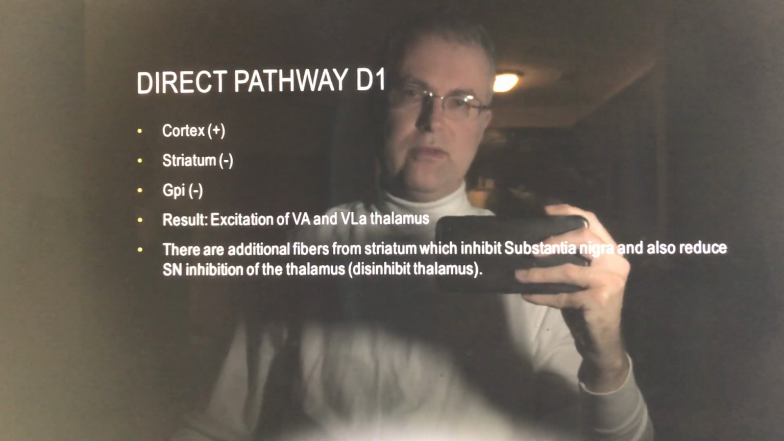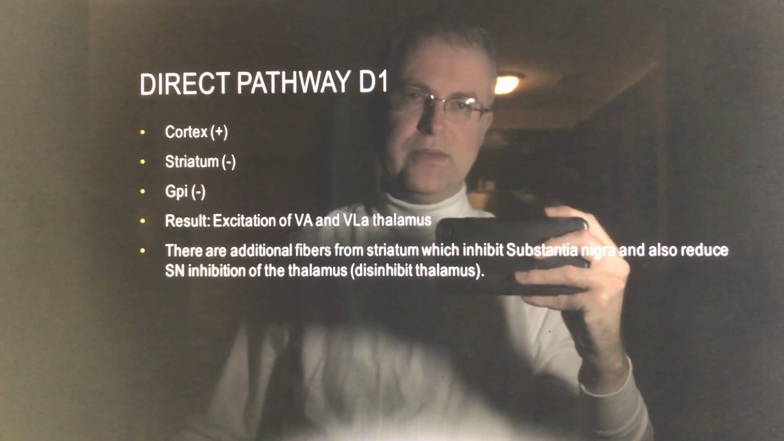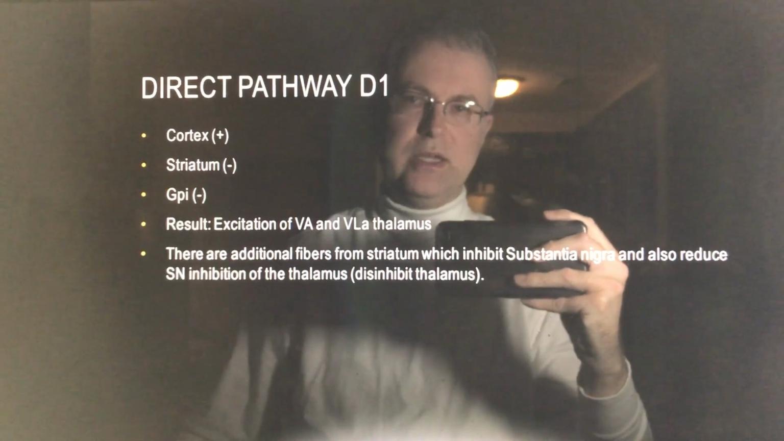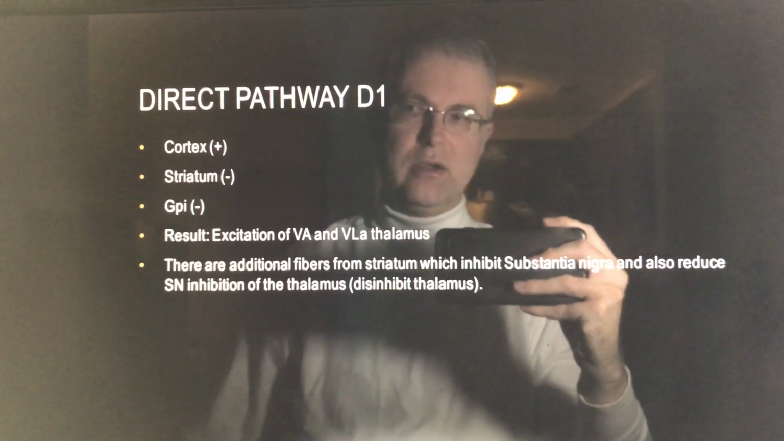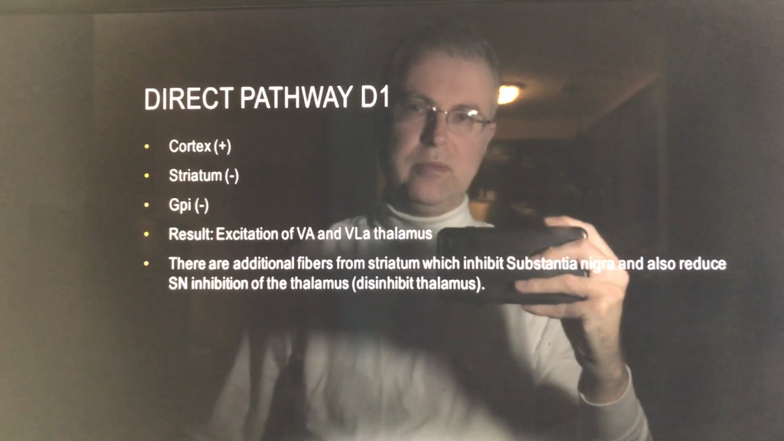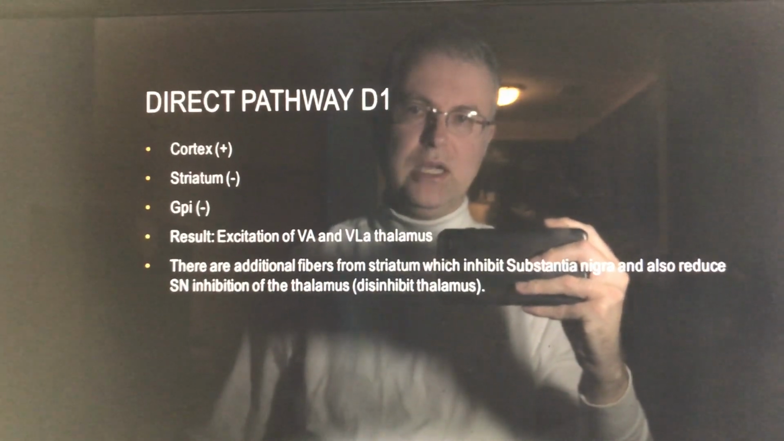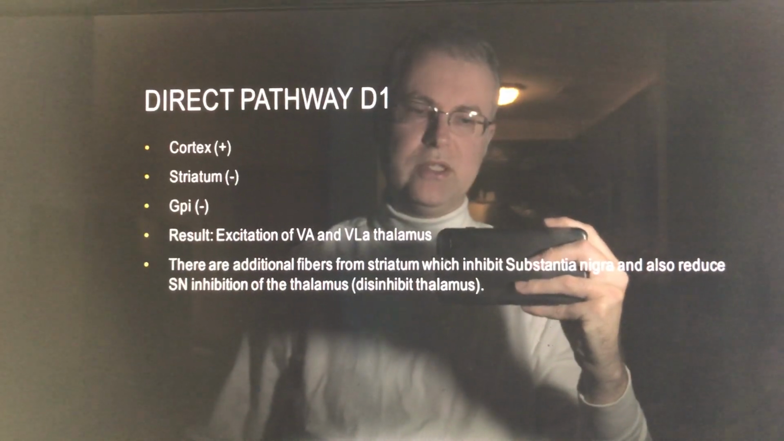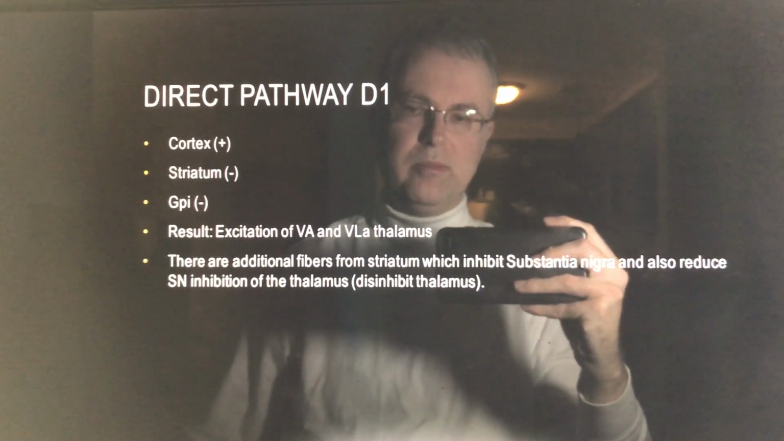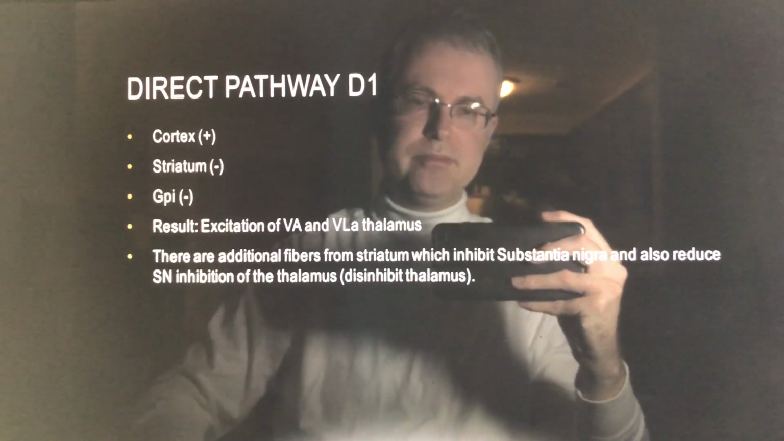In addition, there are fibers from the striatum that inhibit the substantia nigra pars reticulata, which inhibits the thalamus. So basically, you're also disinhibiting the thalamus by this other pathway.